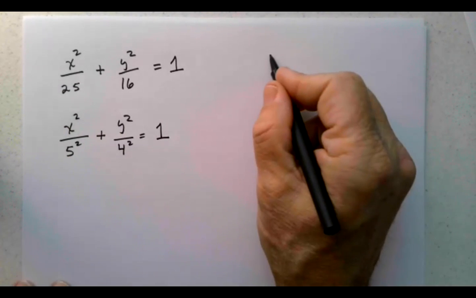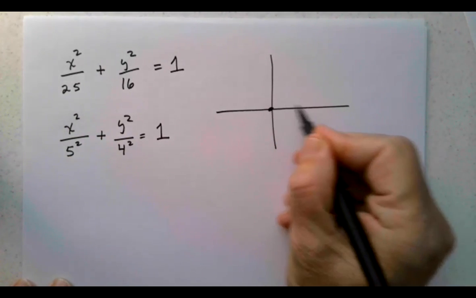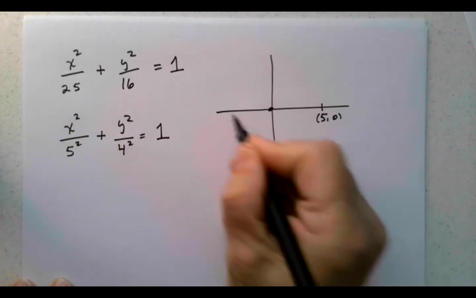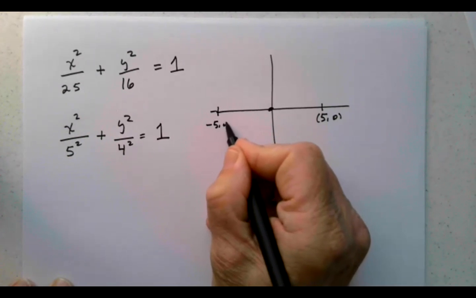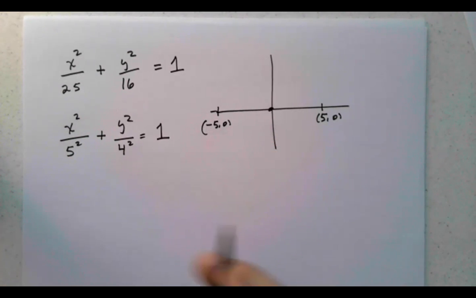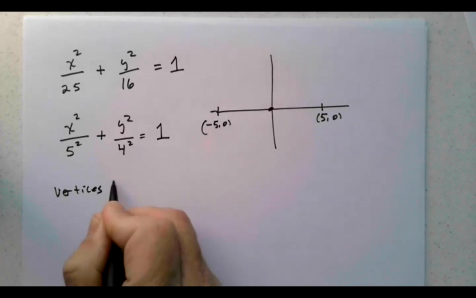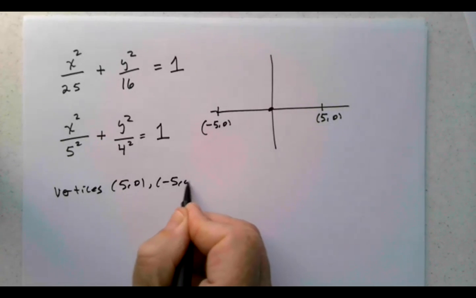So relative to our graph, the center here is 0, 0. 5 in the x direction would put me here at 5, 0. 5 in the x direction back this way would put me at negative 5, 0. So those are the vertices. The vertices here are 5, 0 and negative 5, 0.